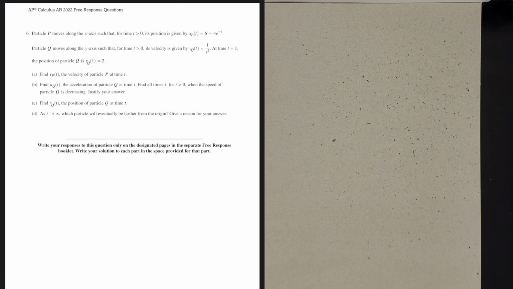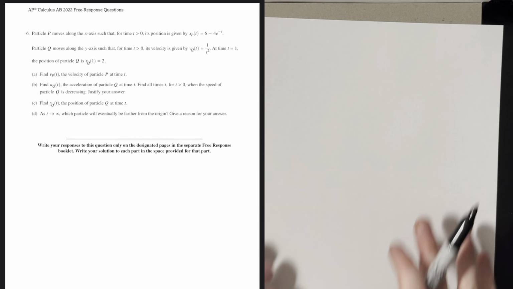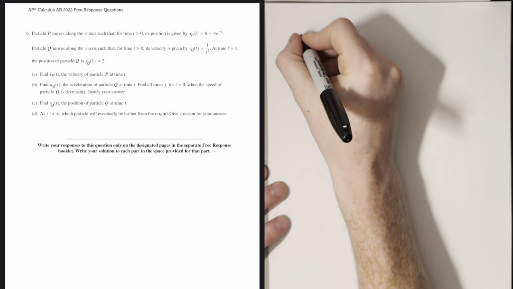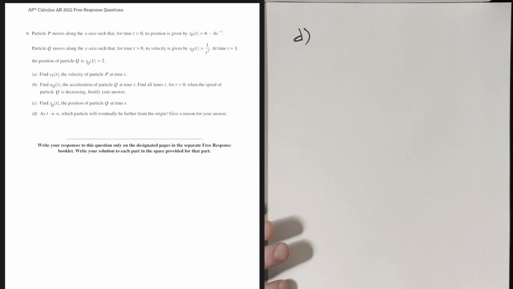We'll move on to part D, which I was saying a lot of times is a related rates question when they're on opposite axes. This time it's going to be something a little different, which I appreciate. So part D, it says, as t approaches infinity, which particle will eventually be farther from the origin? It says, give a reason for your answer. Let's think about it. The particle that's farther away will just have the greater position, right? It'll be further away from the origin.